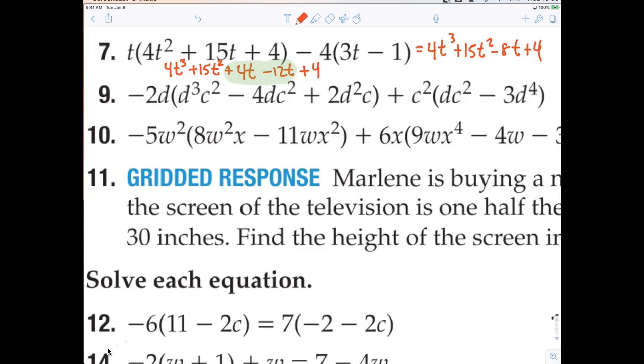Would it be negative 12t to the 2nd column? I'm just multiplying these together, right? Yes. Where do you get a square out of that? Because 1 plus 1 is 2. Oh, never mind. You're good. That's what we're doing.